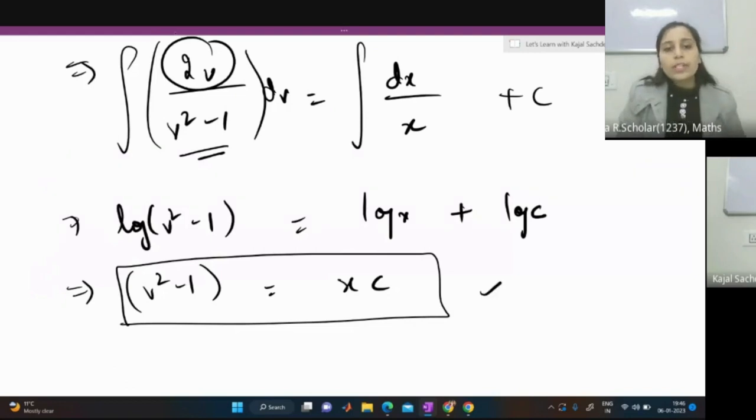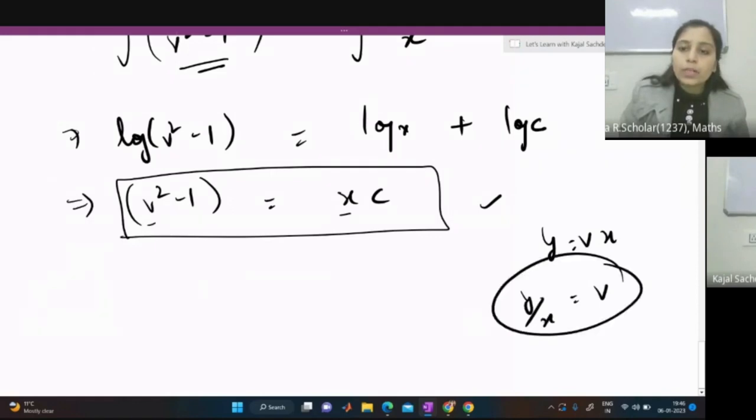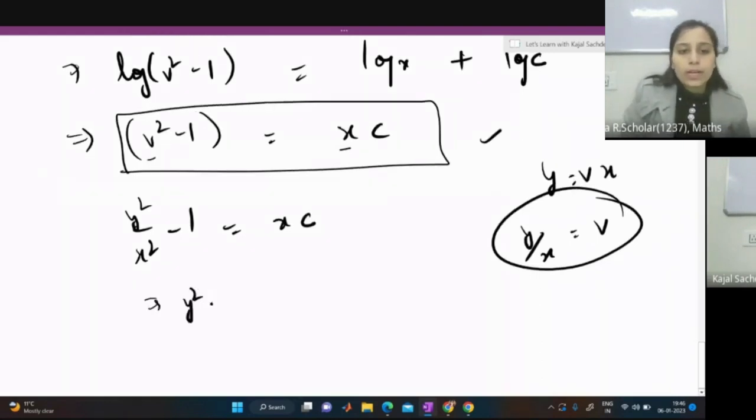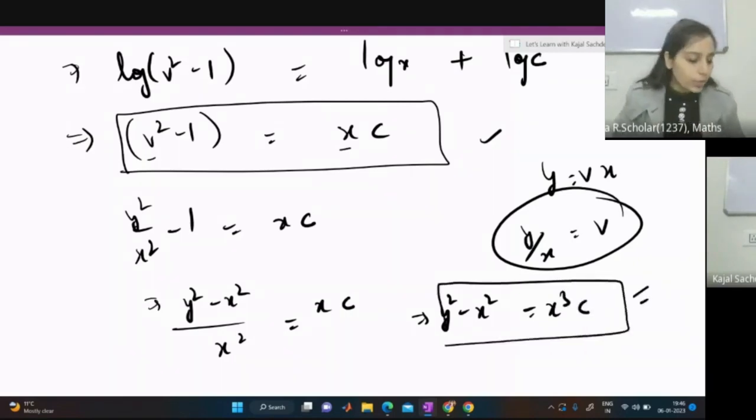Now this is the solution in v and x, but our given equation is in y and x. So substituting back, y is equal to vx. So from here we put v is equal to y by x. So y square by x square minus 1 is equal to xc. And further solving, y square minus x square upon x square is equal to xc. And it gives y square minus x square is equal to x cube c. This is our required solution. This is the solution of the given equation.